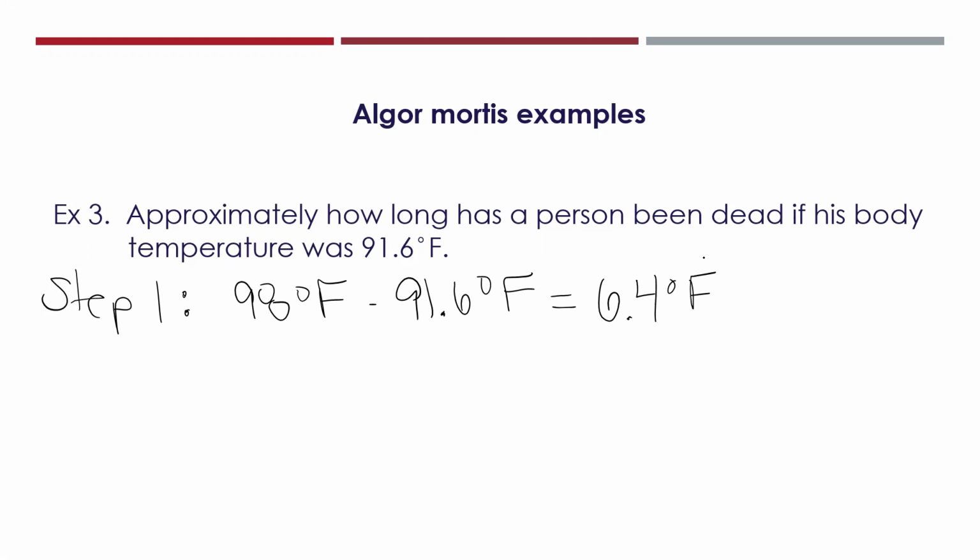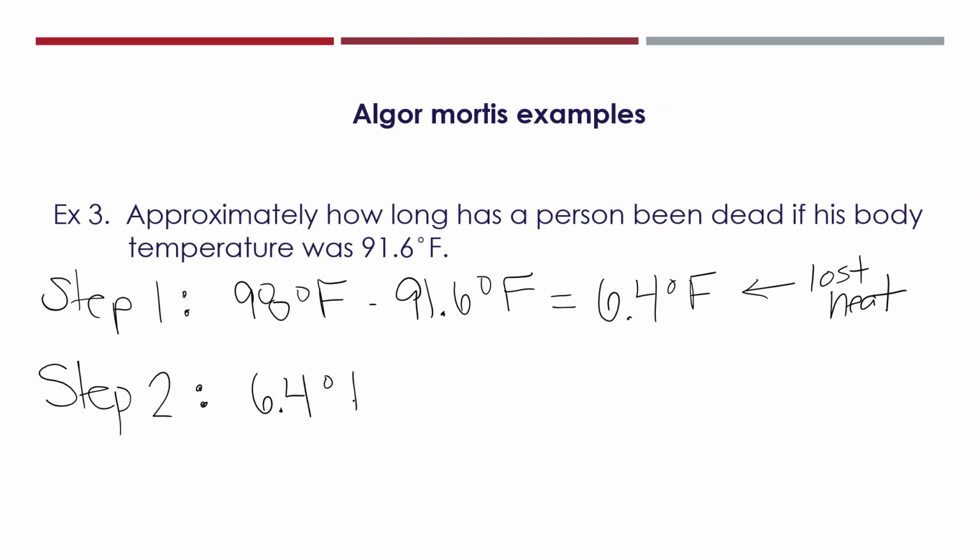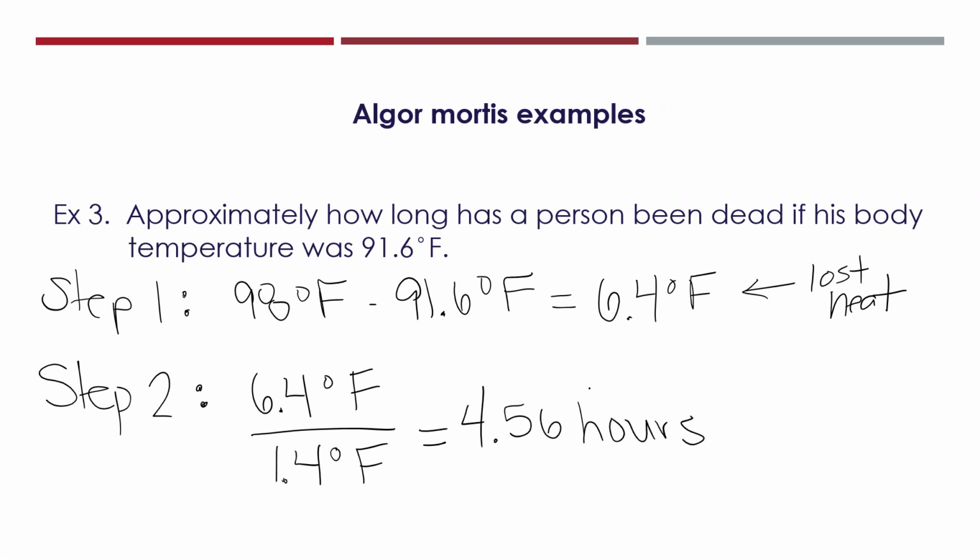So this person has not been dead more than 12 hours because it hasn't hit that 16.8 degrees threshold. So they lost this much heat since they passed. Okay, I'm now going to take that number, and in the first 12 hours, you lose 1.4 degrees per hour. So I'm going to divide, and this gives me 4.56. So I can assume that this person has been deceased for about 4.5 hours.